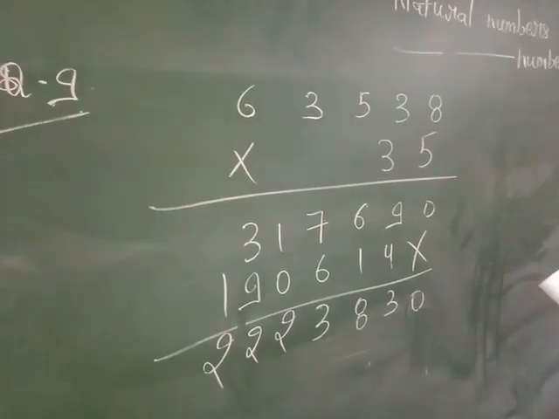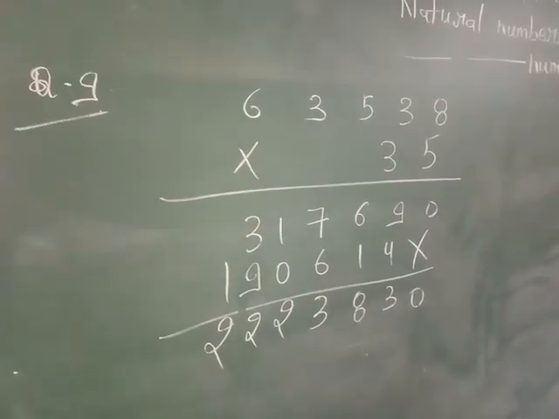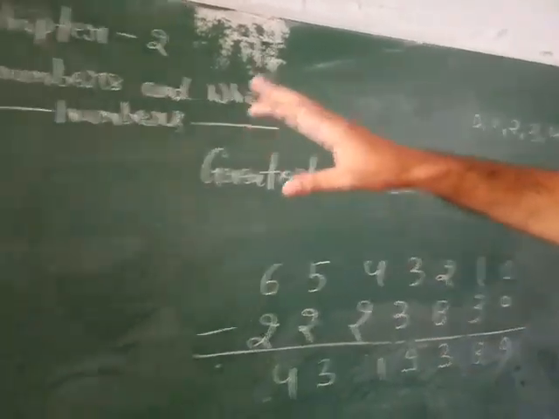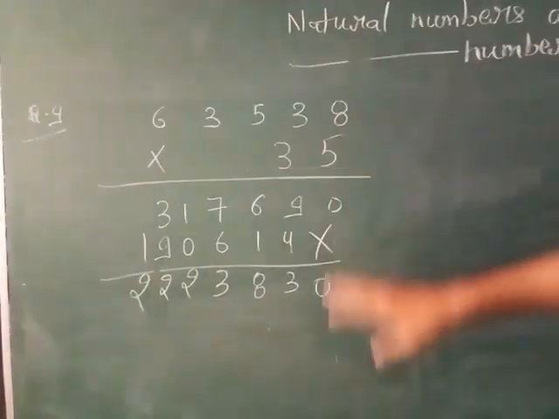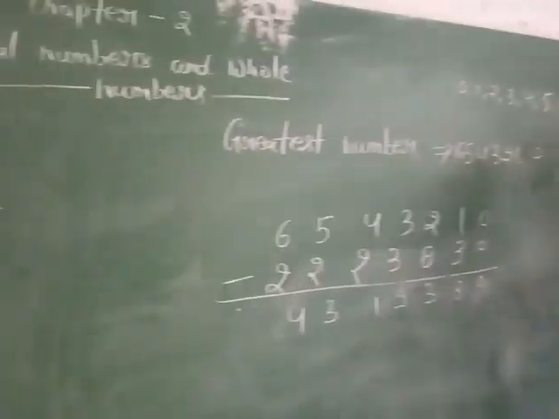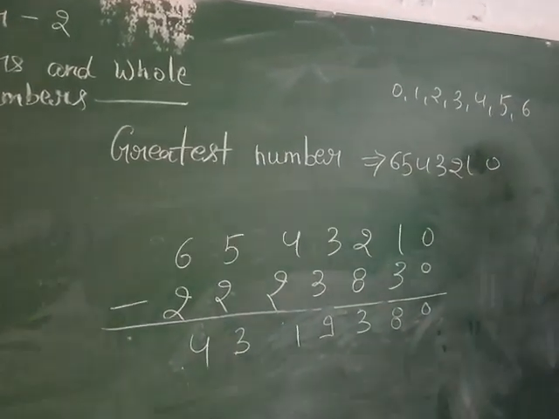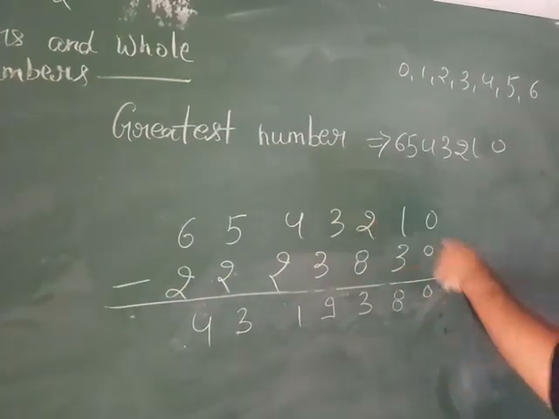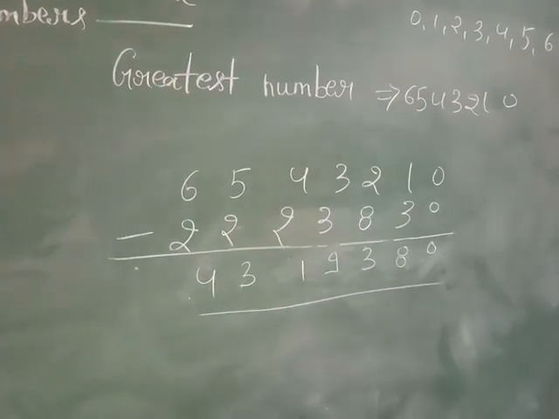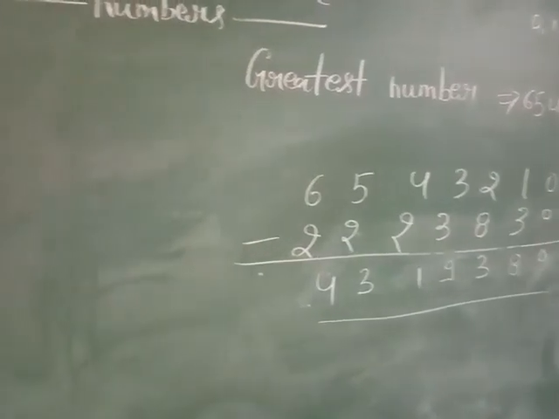In question number 9, we have to subtract the product of this number and this number from the greatest number formed by using these digits. So first we have calculated the product of 63538 by 35. It is equal to 2,223,830, and the greatest number formed by using these digits is 6543210. Now we have subtracted, and the answer is 4319380. Now question number 10, you can do it by yourself. We will move to exercise 2.5.